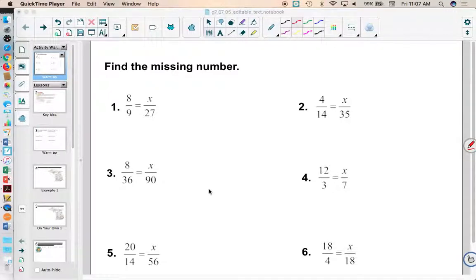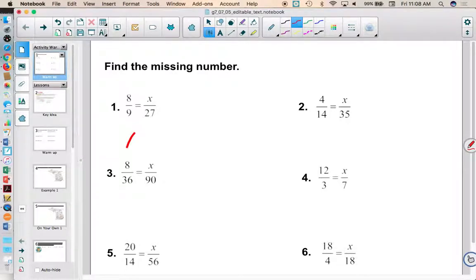Okay, we're finding the missing number. Number 1, x equals what? X equals what, Savannah? 24. What about number 2? 4/14 is equivalent to x over 35. What is x in number 2? Reagan? 10. 10 over 35.